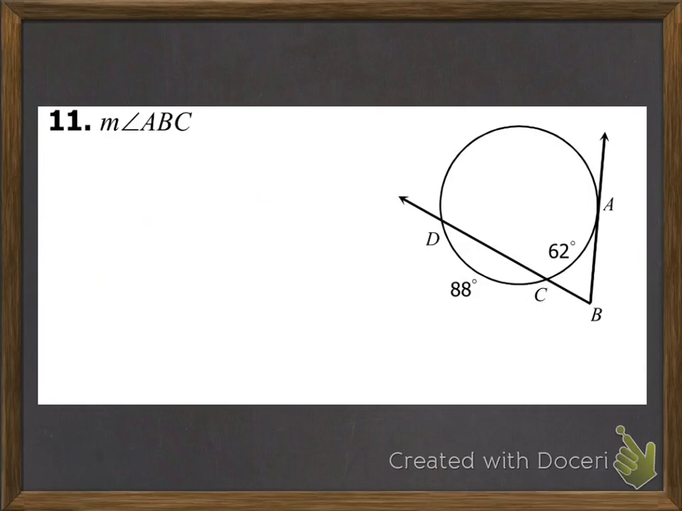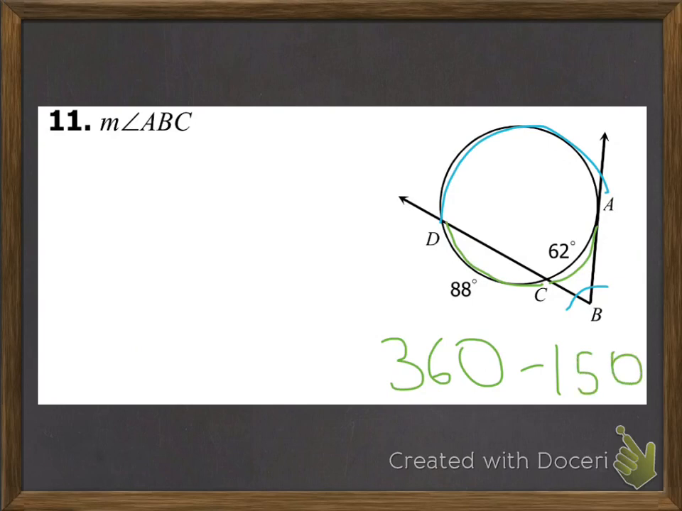Moving on to number 11, we're looking for angle ABC. So we need to know what this big arc is going to be. Remember, circles add up to 360, because we know that that's going to be 88 and that's 62. So just do 360 minus 150, since that is 88 plus 62, and that number is going to be 210. So up here, the big arc is 210.